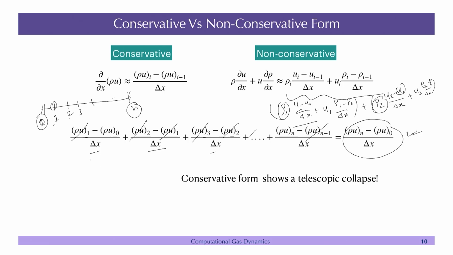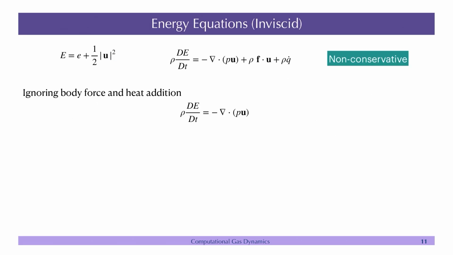This property, that when you integrate from boundary to boundary only the boundary terms should remain, is called conservation, and the conservative form shows a telescopic collapse. That means all the internal terms, whatever error you might be accumulating because of the discretization and the approximation, get cancelled out, and finally you get the effect of the boundaries, which is what you should get if you are using a conservative form. If you are not using that, you will not see this property. That is why, when we talk about compressible flow, we mostly use the conservative form.